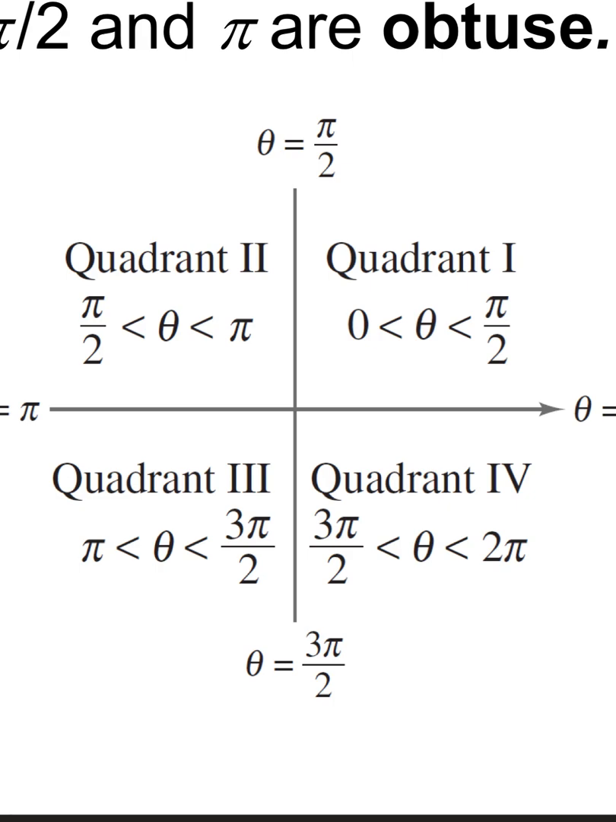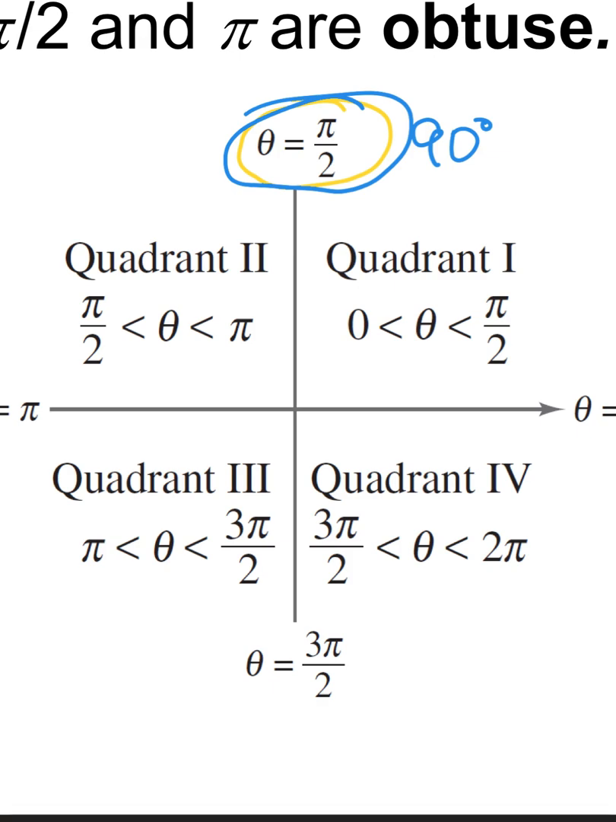Our quadrants. Quadrant 1 is right here between 0 and pi over 2. Think about that. What is pi over 2 the same as? If I was talking in degrees, what's up top? 90 degrees. So you need to get in your minds, guys, that pi over 2 is 90 degrees. You have to think about where that is.